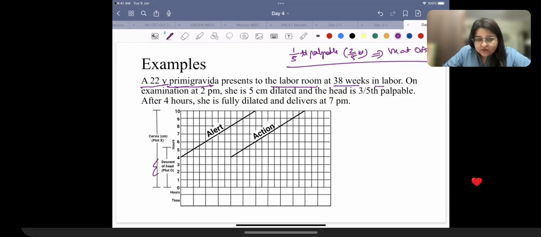Okay. Now coming to this, a 22-year-old primary presents to the labor room at 38 weeks in labor. On examination at 2 p.m., she is 5 centimeters. So let's plot this first. So she is 5 centimeters at 2 p.m. and the head is 3/5 palpable. So the head is here. Okay. After 4 hours, that means 2, 3, 4, 5, 6, she is fully dilated. That means this is the partograph, right? So this is a normal partograph because it has gone to the left of the alert line. Everything has progressed fine and she delivers by 7 o'clock. She delivers. So this is how you plot a partograph. This is a normal partograph.